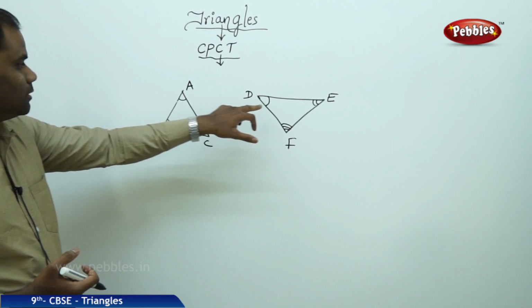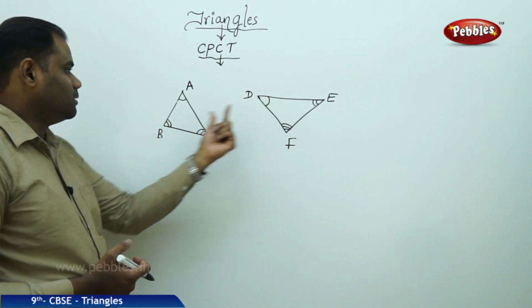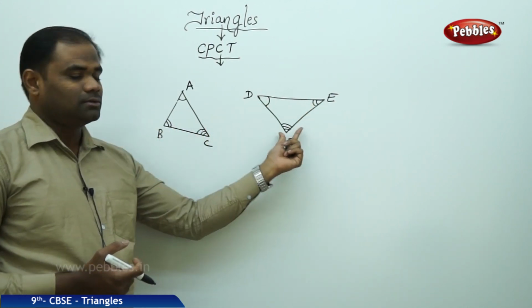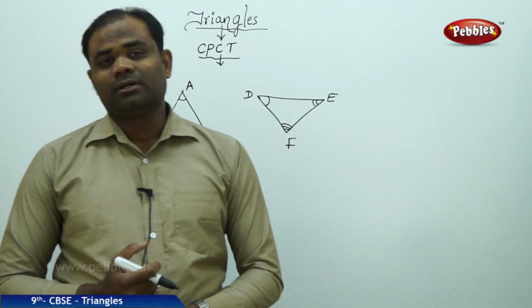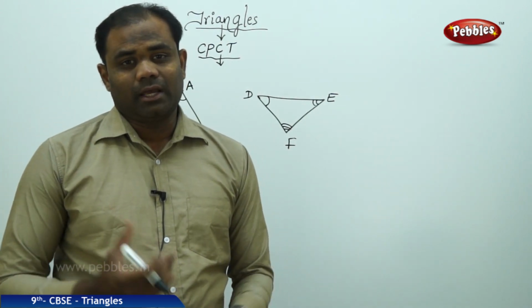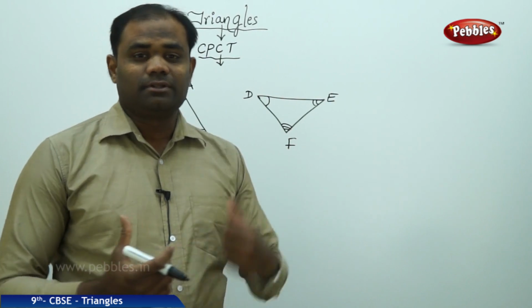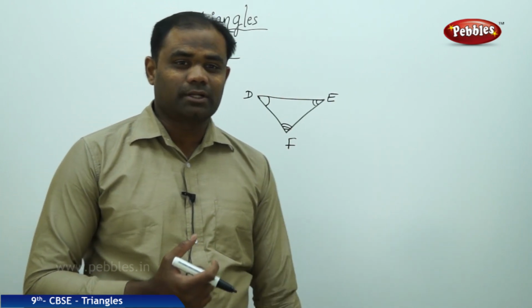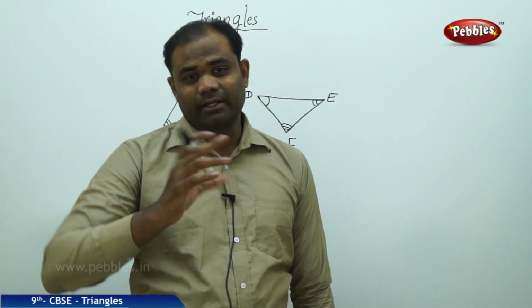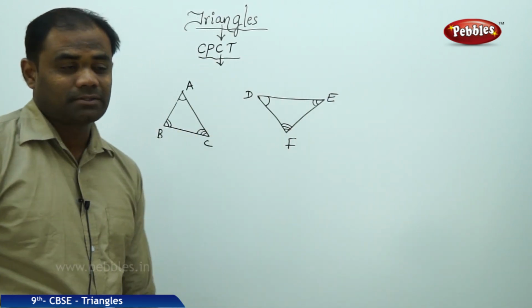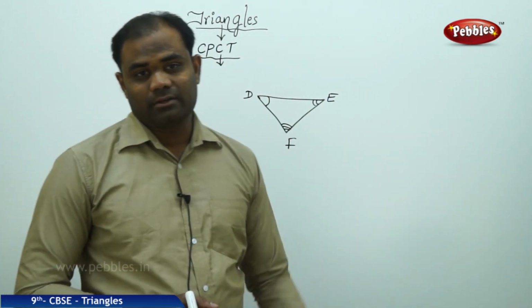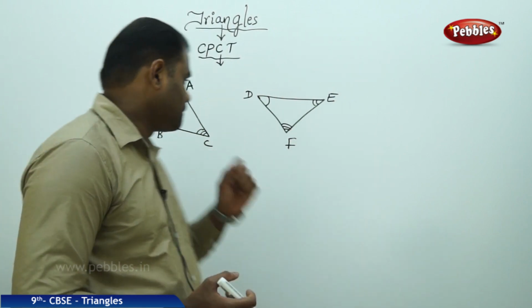Angle A equals angle D, angle B equals angle E, angle C equals angle F are said to be correspondingly related angles as given in the problem. Now let's see how the corresponding sides are connected with the two triangles, triangle ABC and triangle DEF.